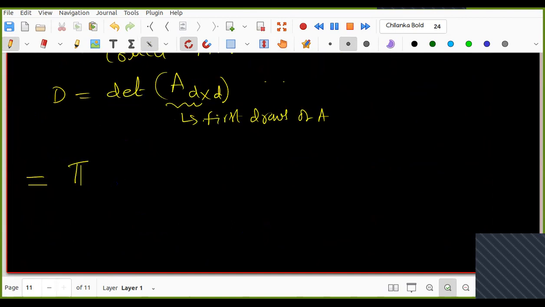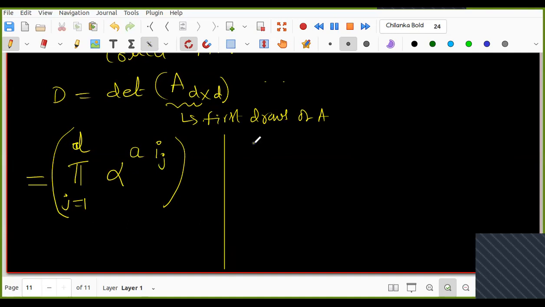Second row, alpha power A I2. Yeah. So like that I can take, right? So I am writing j equal to 1 to D, D cross D matrix. Now it is alpha power A I1, alpha power A I2, like that, the product over j. So then what is the resulting matrix now left? It is a determinant, right?